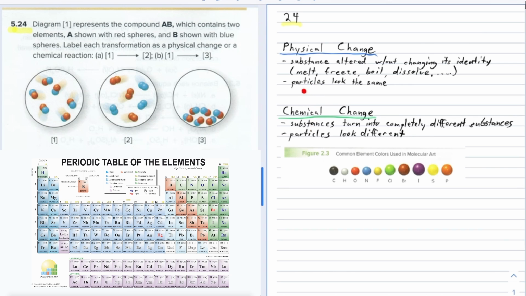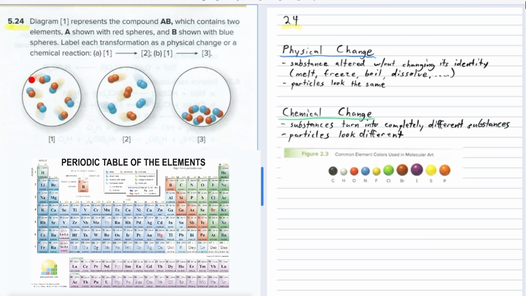So thinking about that, looking at the particles might help us. Here in diagram number 1, this is a compound AB. The A is the red sphere, B is the blue sphere. So this is a compound of A combined with B. The particles have both of them combined together. So transformation A has diagram 1 turning into diagram 2.